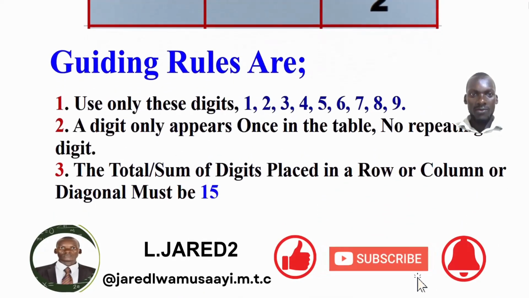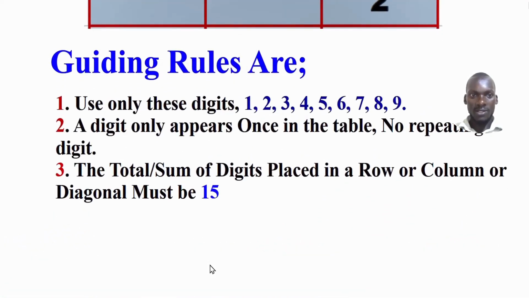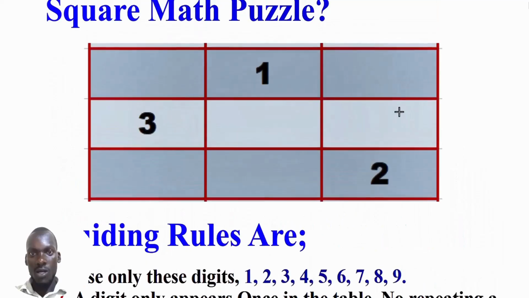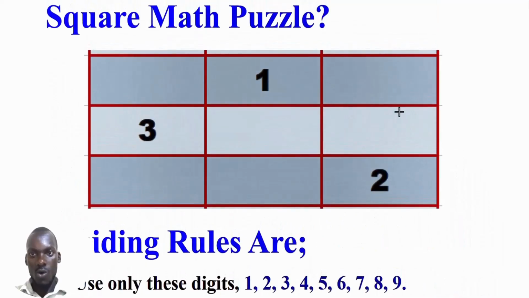So I can see we have 3 rules. Rule number 1 reads, use only these digits. So we have to use 1, 2, 3, 4, 5, 6, 7, 8, 9. Only those digits. And when we check, we can see that we have 9 boxes, 9 smallest boxes. That means each digit should be placed in a specified box.